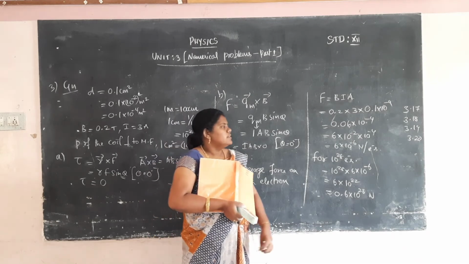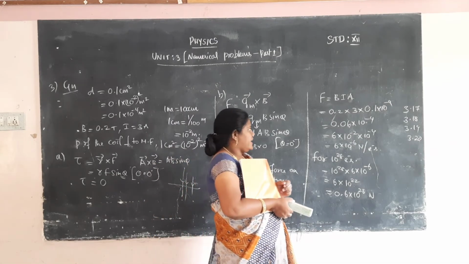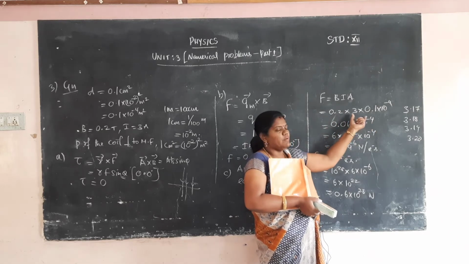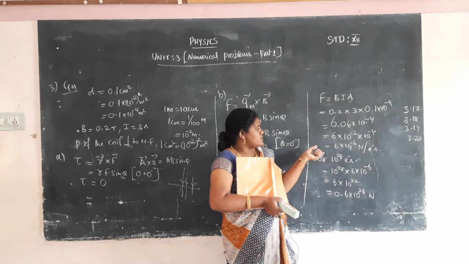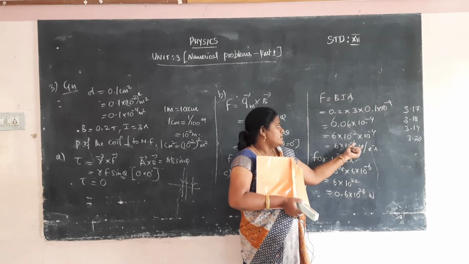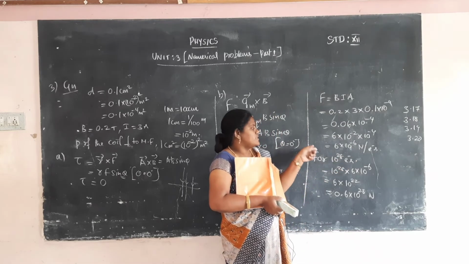How to calculate? The formula is BIA. So, magnetic induction value, current value and area value. We have to multiply all the values, and easily get 6 into 10 power minus 6 Newton per electron. One electron force is there.